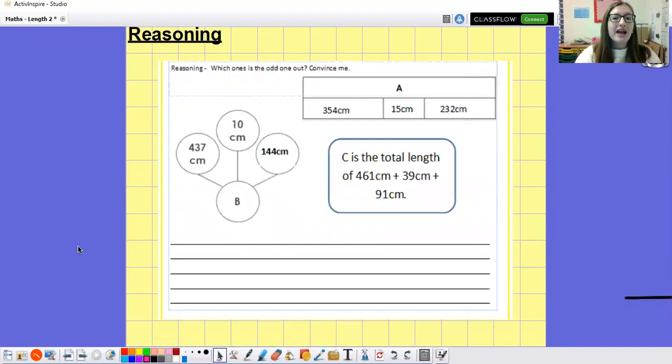Okay, final step then, we need to look at our reasoning. So you need to tell me which one of these is the odd one out, and you need to convince me. So you need to show your working out and then tell me who is the odd one out and why. Prove it, be convincing. Pause me now and off you go. Who's the odd one out?